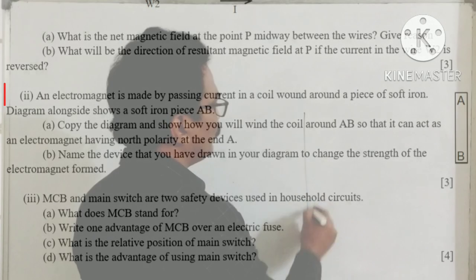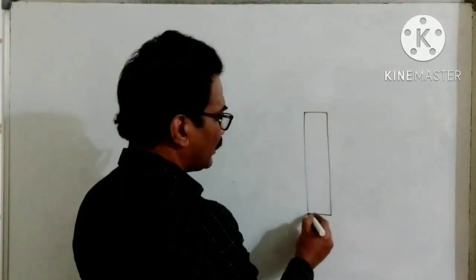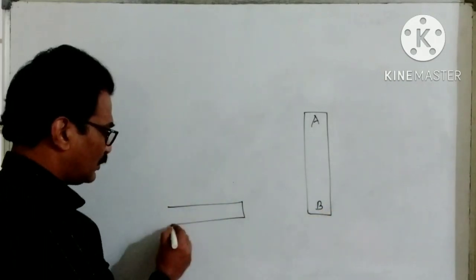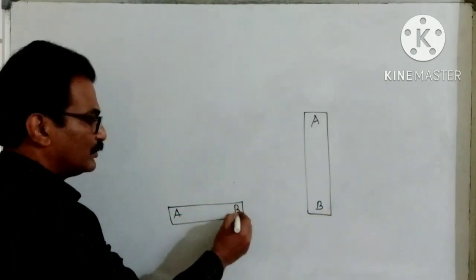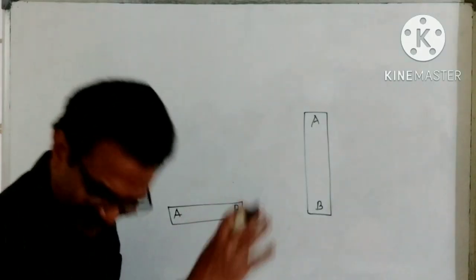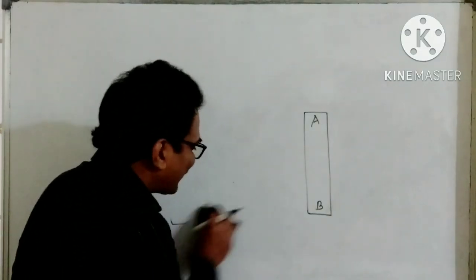So copy the diagram. When you copy the diagram, you have to copy it exactly. This is A, this is B. Don't copy the diagram this way. I did that. Don't do it that way. You don't know how to copy. Exactly, you will copy.